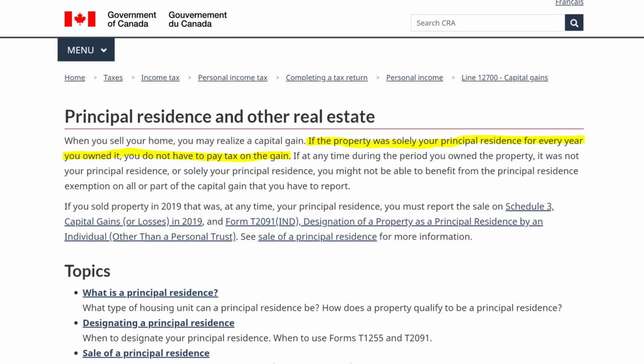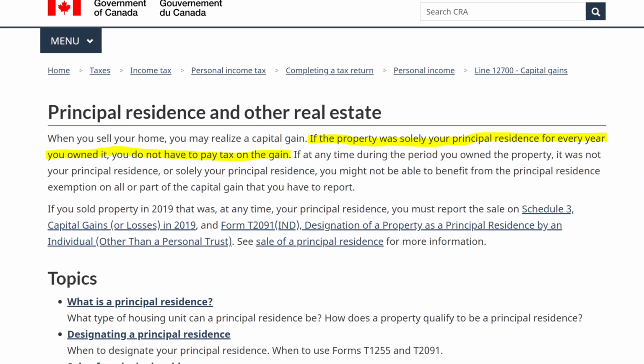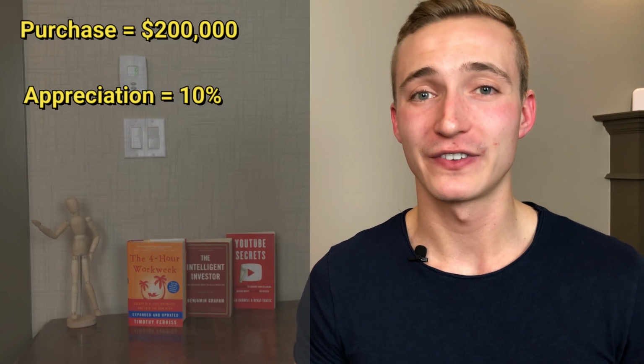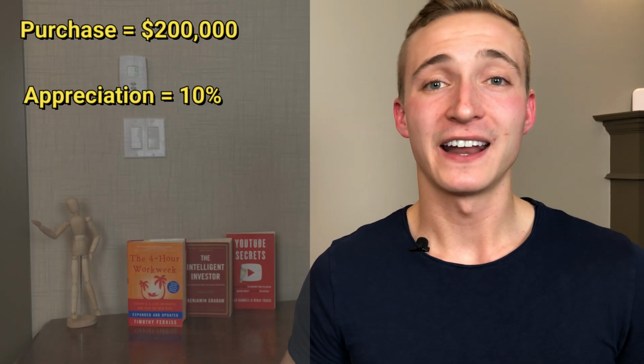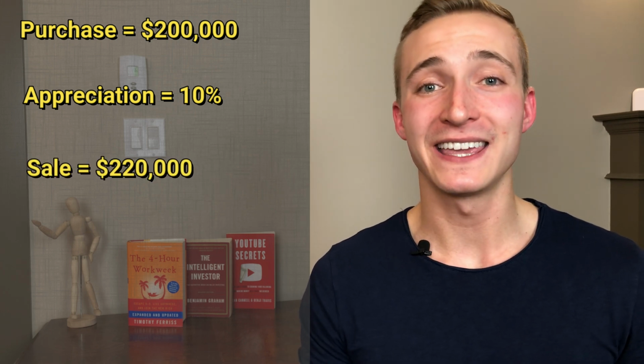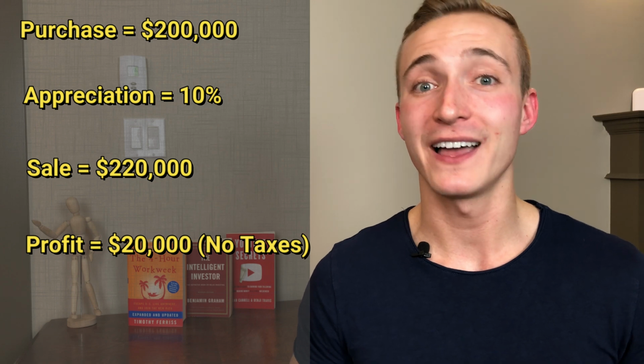And here in Canada, if you're living in the property that you're renting out or that you own and you sell it, you're actually not going to pay any taxes on the capital appreciation that you just made. So let's say I bought a property for $200,000 and it appreciated 10% in the time that I lived there, and I go to sell the property for $220,000, I would get to keep that $20,000 extra as profit.